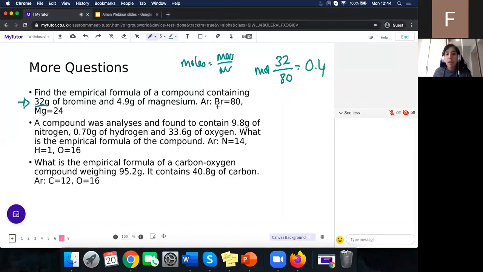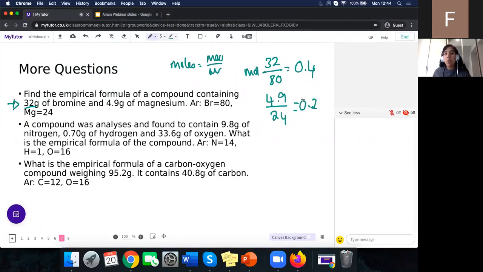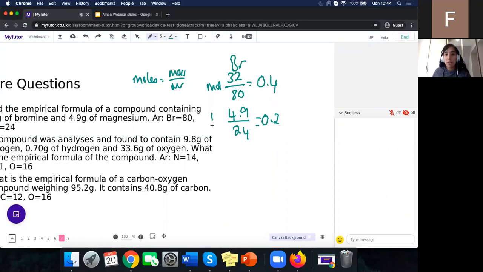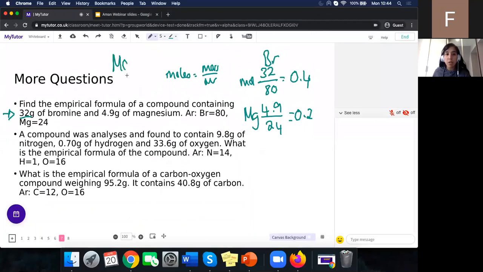Okay, and then if we look at magnesium, it's 4.9 grams divided by 24. What's 4.9 divided by 24? Great, it's about 0.2. So this can also happen where it's not exact, but it is about 0.2. So then what's the ratio of bromine to magnesium? 2 to 1, exactly. So the empirical formula of magnesium bromide is Mg, 1 magnesium, so remember this is the 1, this is the 2, 2 bromines, so MgBr2. That's the empirical formula of that.